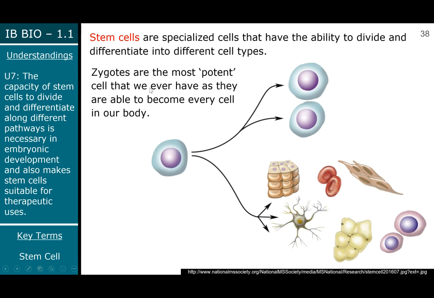Zygotes, the union of an egg and sperm, are the most potent cell because, remember, they're the original cell that became you. So they have the most potential to become any kind of cell. And you can see these are all different kinds of cells. These are muscle cells. This is red blood cells. That's a neural cell or neuron. This is fat. I'm not sure what those are. Those could be, looks like ovary or eggs. This, I'm not too sure what that's all about. It looks like corn.